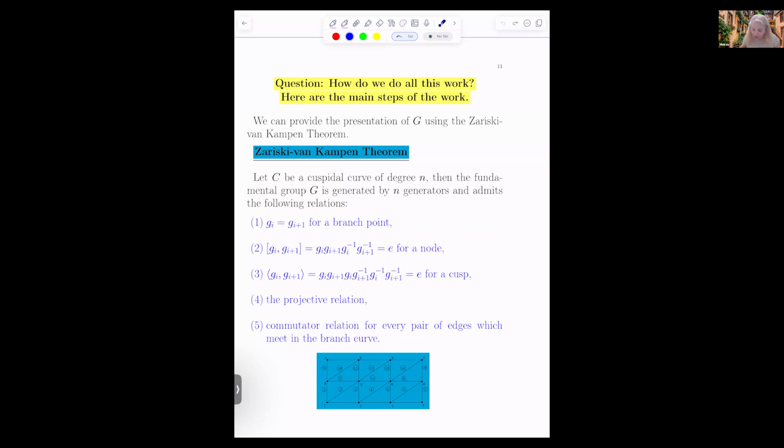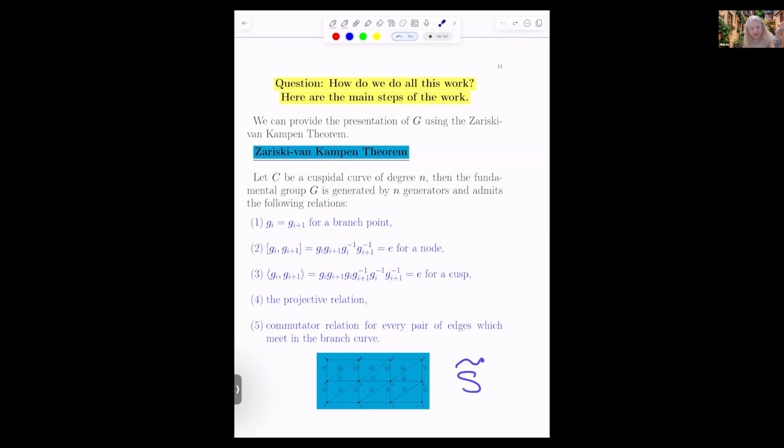For example, if we have a conic like this, then we will have an equality. If we have a node, then we will have a commutation relation. If we have a cusp, then we have some triple relation, which means ABA equals BAB. We have also the projective relation in number 4. The projective relation means that we must add the product of all the generators is the identity. And also, number 5, some commutation relations for edges that do not meet in S tilde.